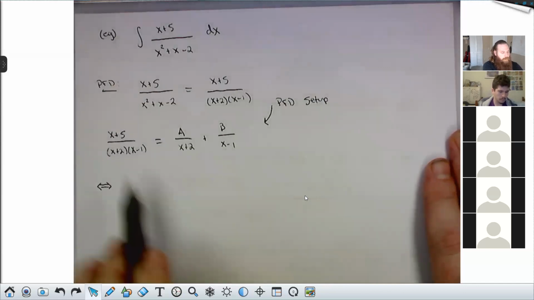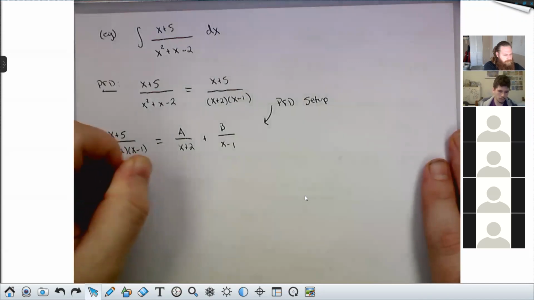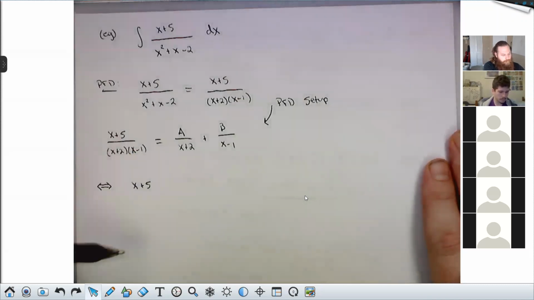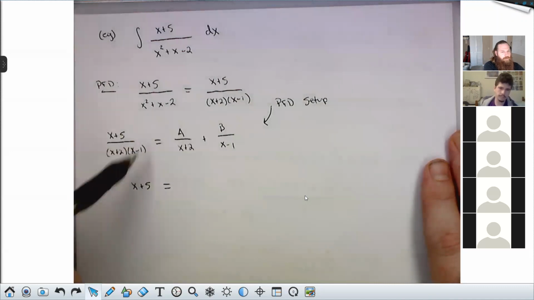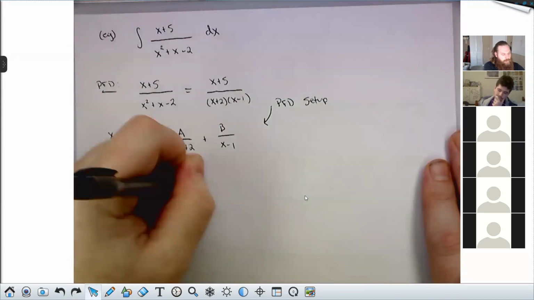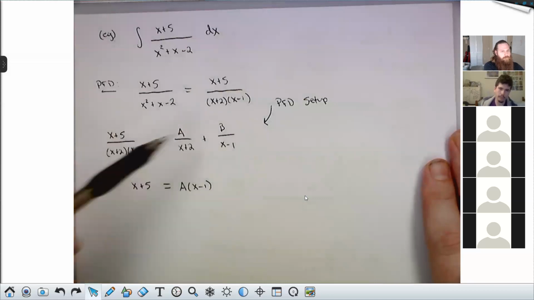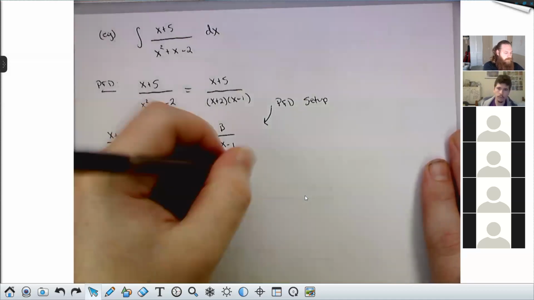Our next step is to multiply by x plus 2 times x minus 1 to clear the denominators. Last time I wrote that out really carefully. This time I'm just going to write down what you get. If you multiply by x plus 2 times x minus 1 on the left, they'll cancel and you'll just get x plus 5. If I multiply a over x plus 2 by x plus 2 times x minus 1, then the x plus 2's will cancel, and I'll get a times x minus 1. If I multiply b over x minus 1 by x plus 2 times x minus 1, then the x minus 1's will cancel, and I'll get b times x plus 2.